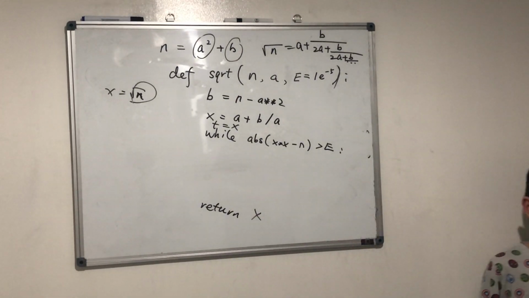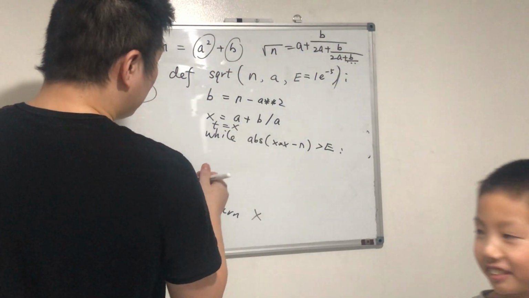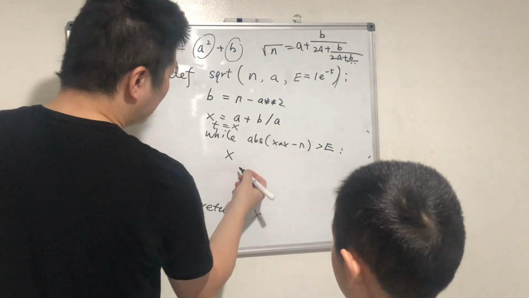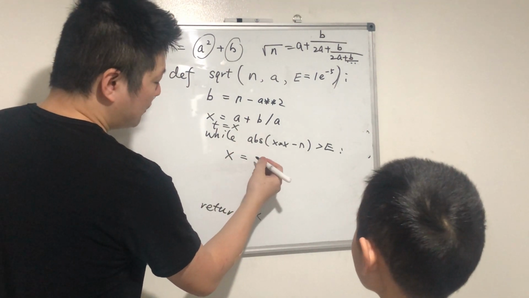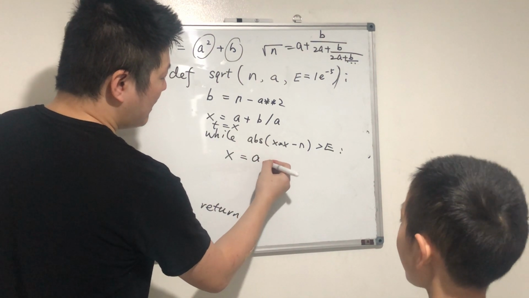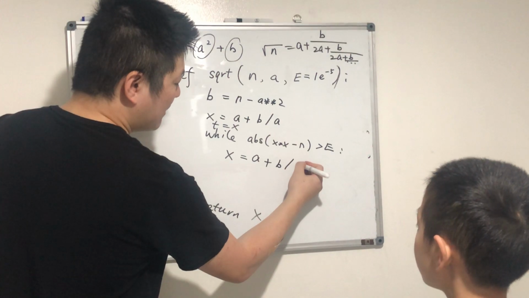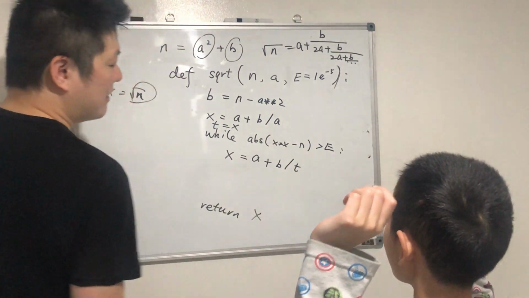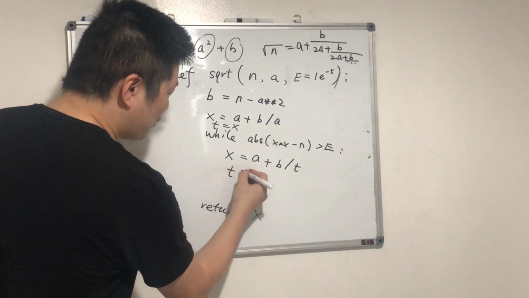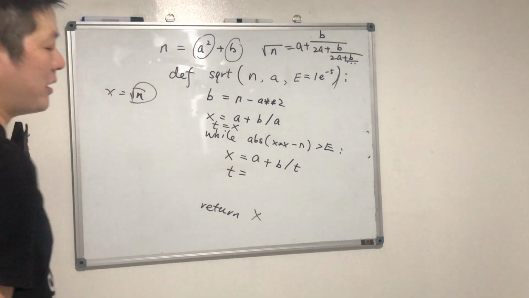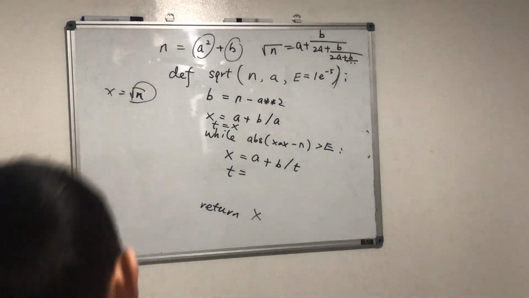What does it equal? So x will now be equal to what? a plus b divided by t. What's t? Oh yeah, x. And t will be what? You guess. So a plus b divided by x.